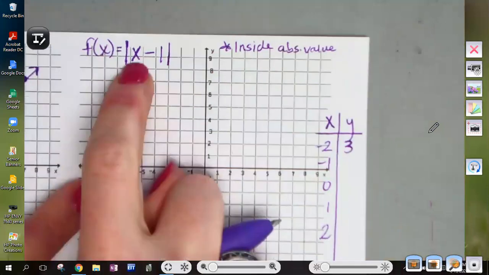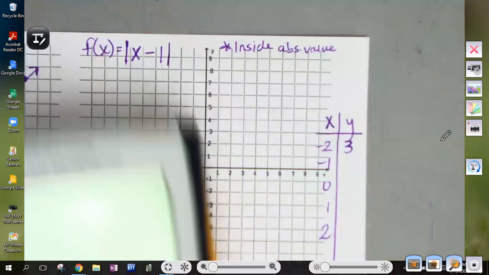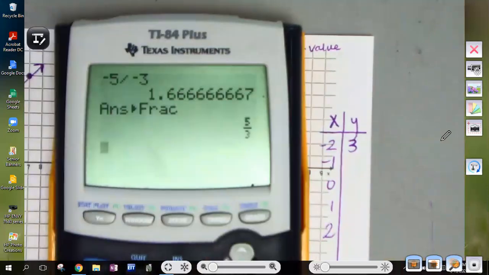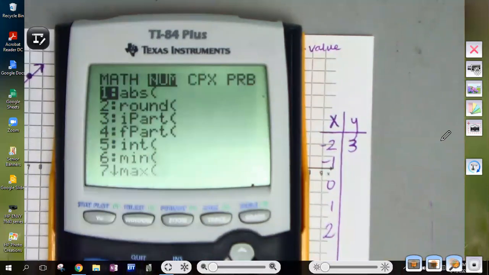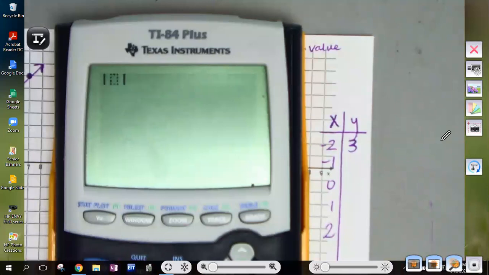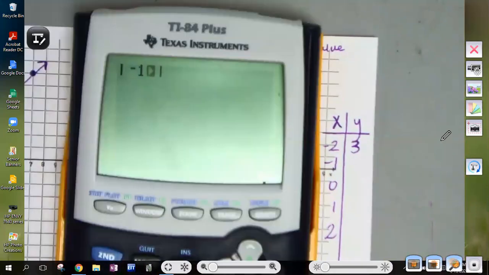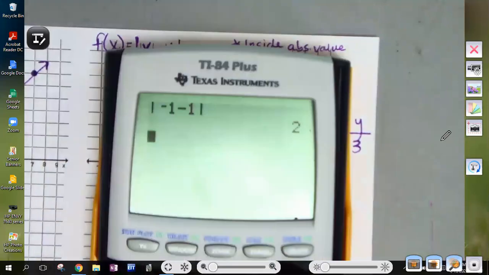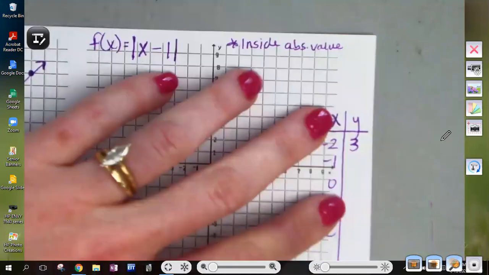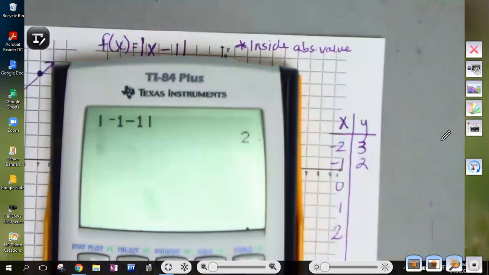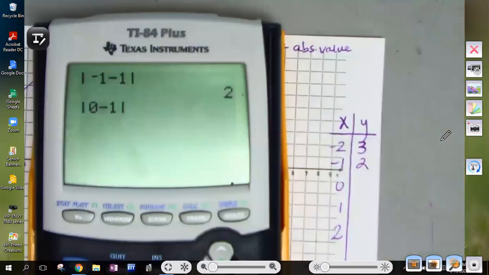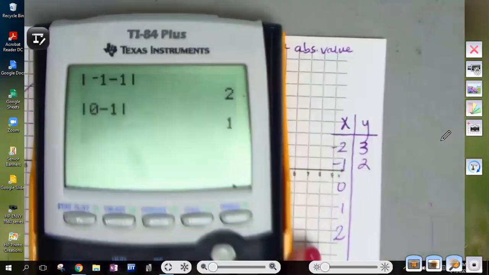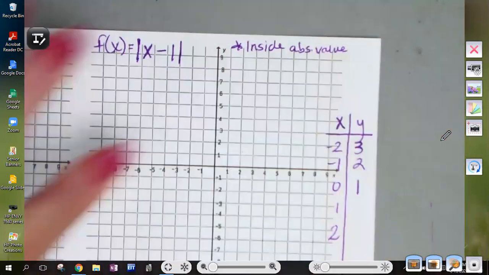Because of the absolute value. But if you couldn't do that, you could have done it in your calculator. Go to math, go over to number, and it says abs. The next one is -1. I could do -1 minus 1, and I get 2. Then I can hit second enter, and it types it all over again. I can change it to 0. 0 minus 1 would be -1, but it was absolute value, so it became +1.